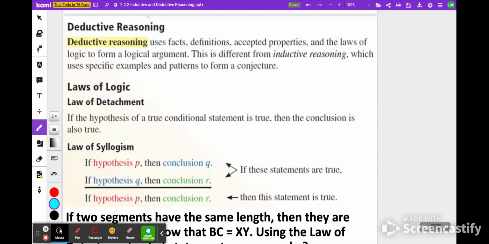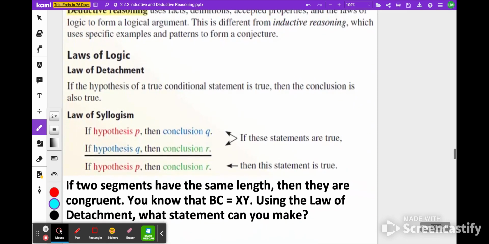Going on, now we're going to start to get into deductive reasoning. So deductive reasoning is using facts, definitions, properties, and laws of logic to form arguments. This is different than inductive reasoning, and we're going to talk about the differences here in a second. Inductive reasoning is going to use specific examples and patterns to form a conjecture. So this is how we're going to see this.